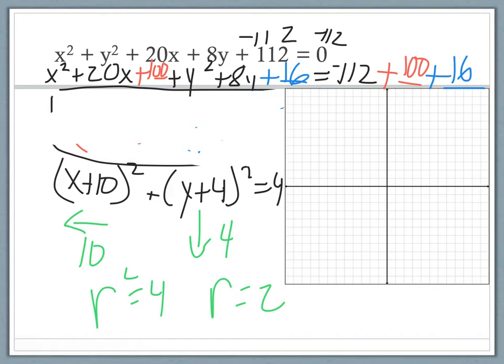Now let's go ahead and graph this. I'm going to go to the left 10, put my dot, then down 4. And now let's use our radius. We're going to go up 2, right 2, down 2, and left 2. And then we're going to draw in my circle. Now I know this takes a few steps in the beginning, but the more you do them, the easier and quicker they get. Let's look at another example.